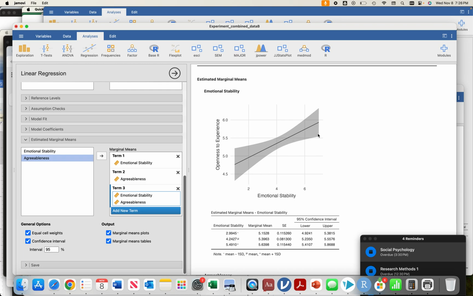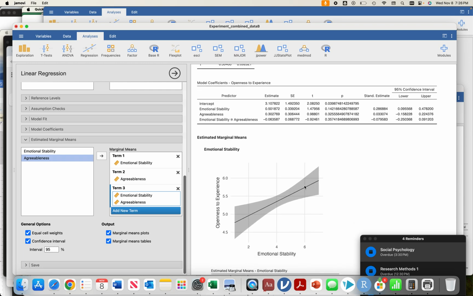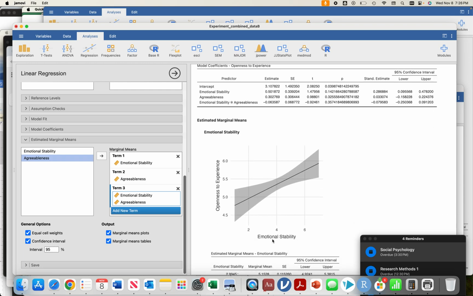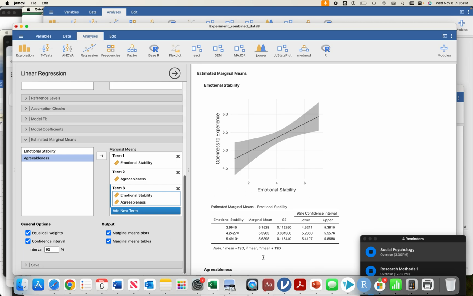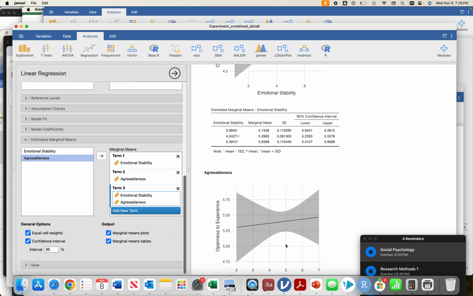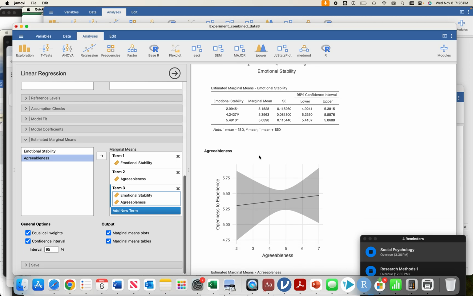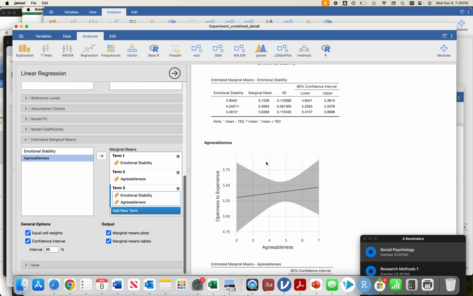Now, you don't have to have all of these. I clicked all those different graphs just to look at them. The main effect of emotional stability: as emotional stability increases, openness to experience increases. These, don't worry about these yet. They're for making our graphs. Agreeableness on openness to experience: as agreeableness increases, openness to experience increases as well.